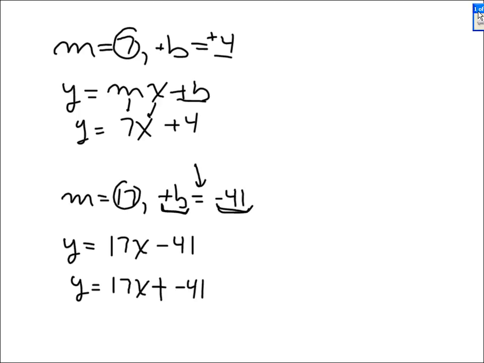And adding the negative, you have a rule that says you can change both of those signs. So plus becomes subtraction, and negative 41 becomes positive 41. But you don't need to write that positive. That's too complicated. Instead of plus b, you write minus 41.